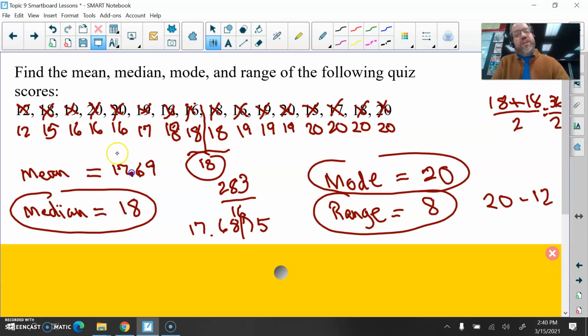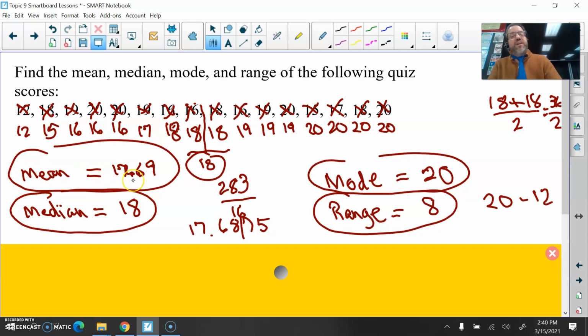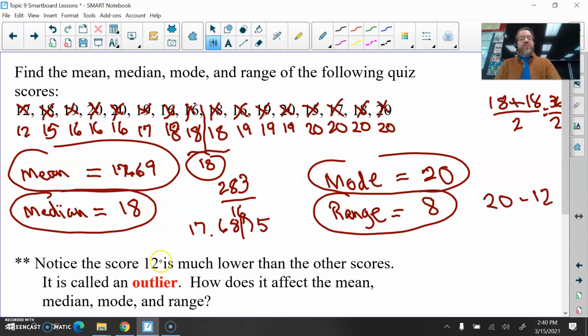Now, what I'm noticing here is my mean is a little bit less than the median. The median was 18, but they're pretty close together, aren't they? There actually is a good reason why the mean or the average is a little bit smaller than the median. The reason it's a little smaller than the median is because we have an outlier in this data set. Notice the score 12 is much lower than the other scores. That's why it's called an outlier.